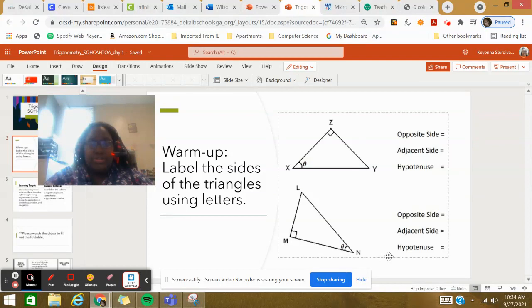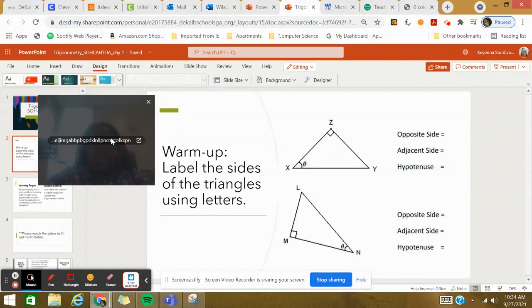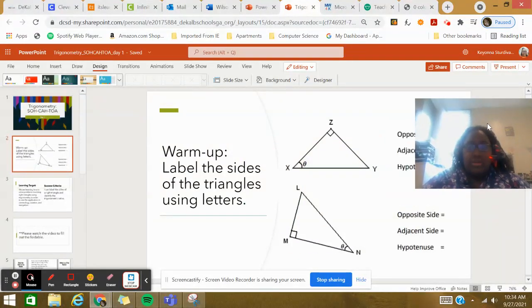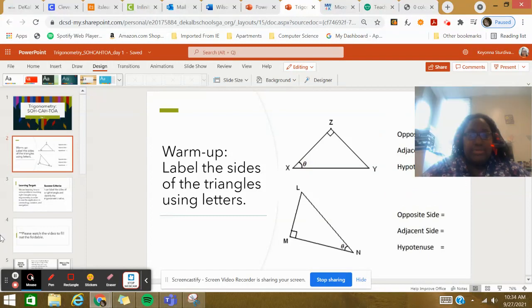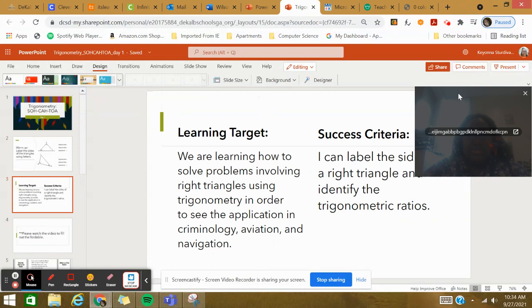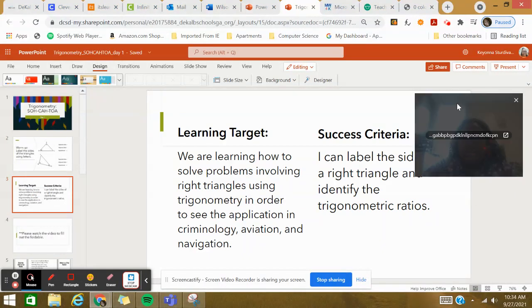If you are confused or stuck on this warm up, you might want to go back and rewatch the video, because I modeled examples just like this. So go back to the previous video on labeling the sides of the triangle. All right. So again, you should be copying this down in your warm-up sheet. Let's take a look at our learning target and success criteria.